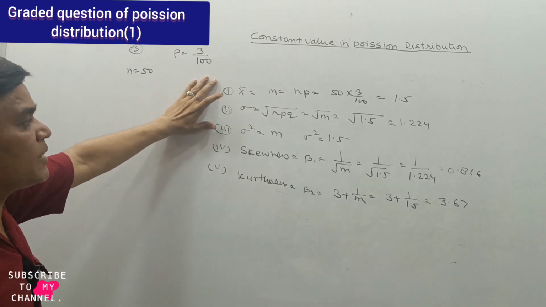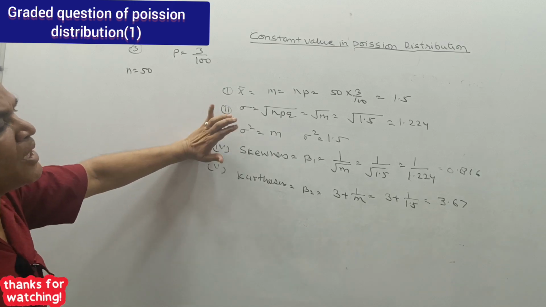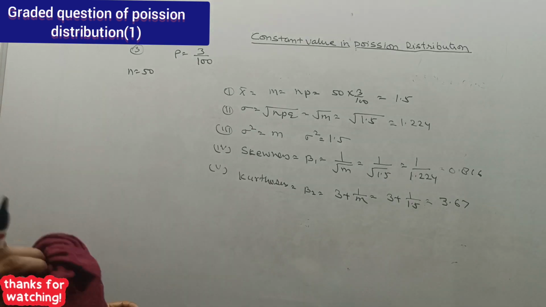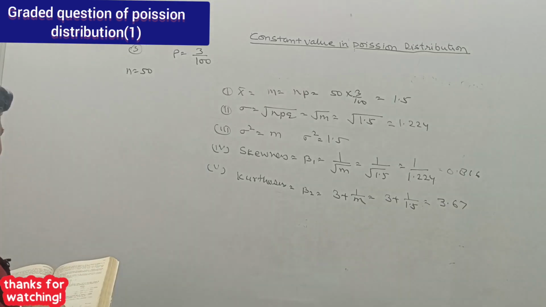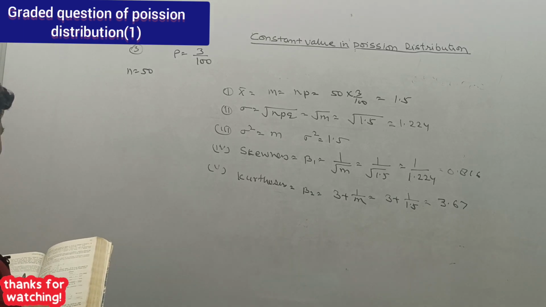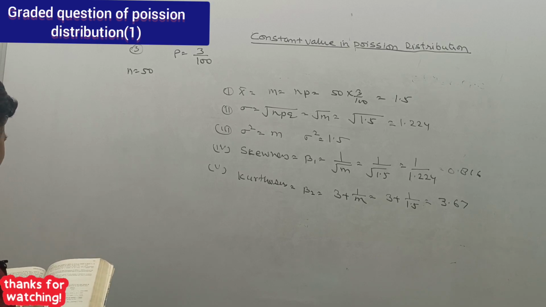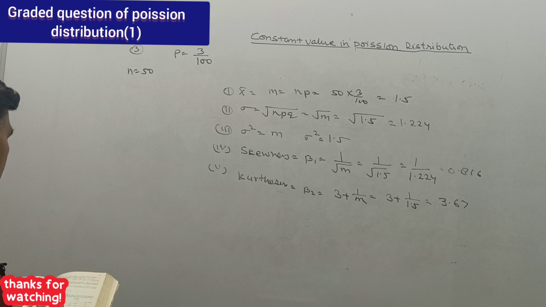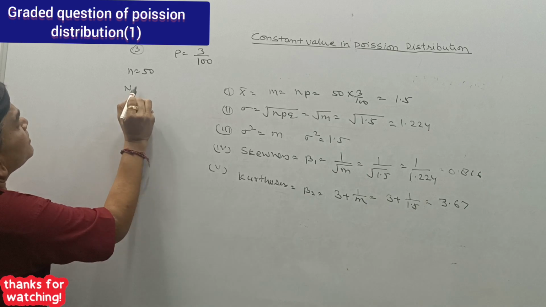We have calculated the arithmetic mean, standard deviation, variance, measures of skewness and measures of kurtosis. We only have to put the values in the formula and we will get the values. Next, in this same question, there is some more to ask. Calculate all these. Now, in 10,000 packets of matchboxes, calculate the number of packets which have no defective, which have one defective, which have two defective, or which have three defective.